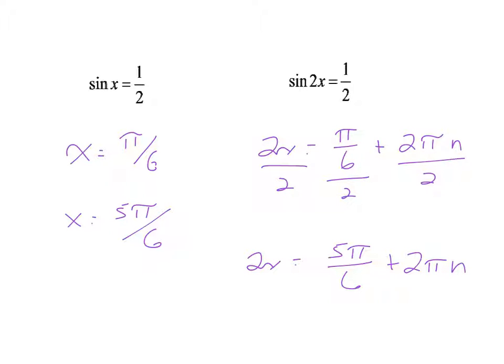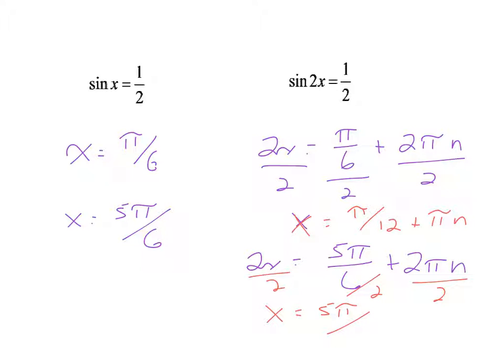And on the first one here, I have x. Let me change colors. x is equal to pi over 6 divided by 2 is pi over 12, and 2 pi n divided by 2 is pi n, so plus pi n. Down here, I'm going to have x is equal to 5 pi over 6. I'm going to divide everything by 2. So I have x is equal to 5 pi over 6 divided by 2 is 5 pi over 12 plus pi n.